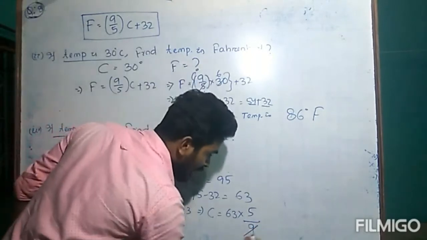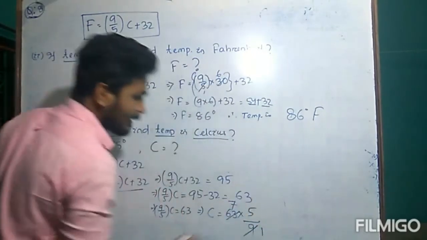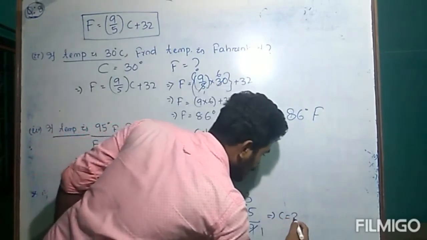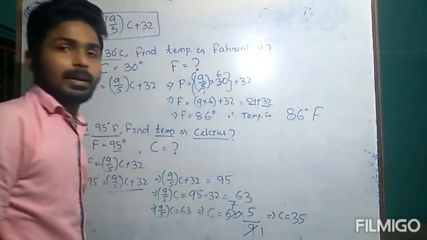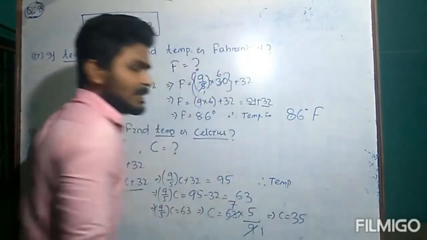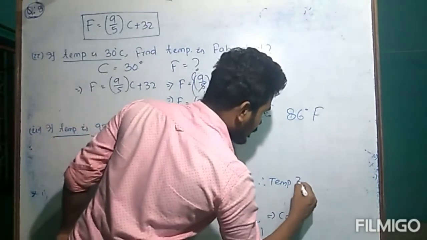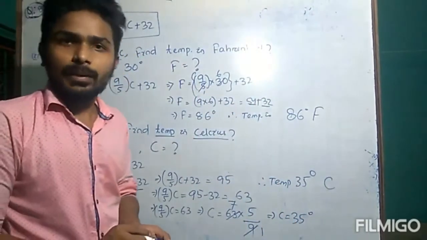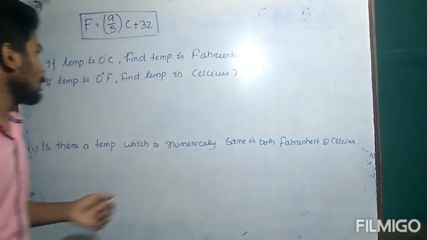Okay, so cancel 9, 1, 9, 7, 9, 7 is 63. So we get C is equal to 75 is 30. Understood? Hence the temperature in Celsius scale is 35 degree C. C means Celsius. Okay.